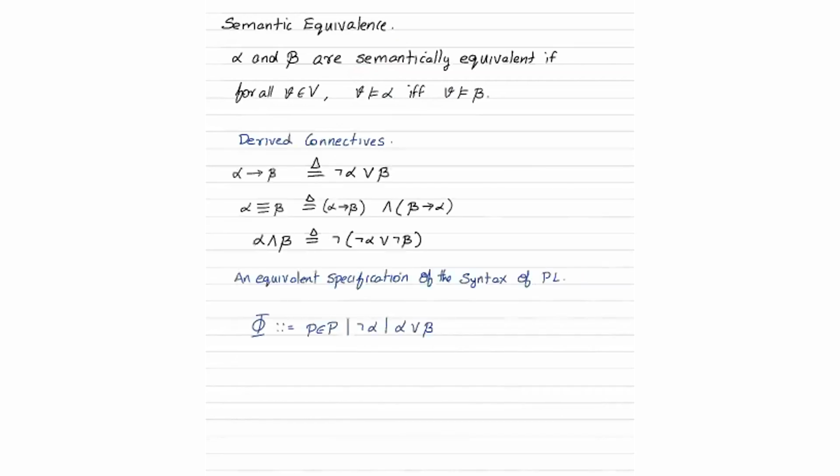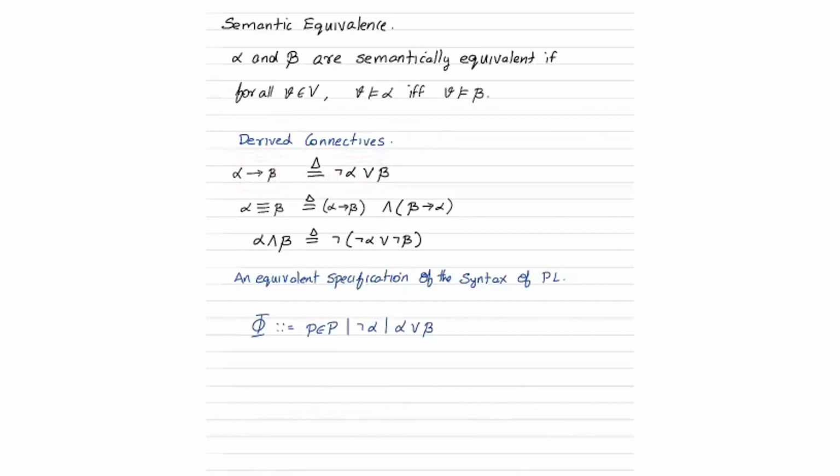So using this notion of semantic equivalence, you can define various other operators which are very convenient. The way I defined it, things like implication were not there in the syntax. So if you just go with my definition, you can't write implication in your formulas, and usually it's very convenient to have logical implication. So these are called derived connectives. One of the important derived connectives is implication. So alpha implies beta, you can define, this is a definition, not equality, as not alpha or beta. So these two formulas are semantically equivalent.